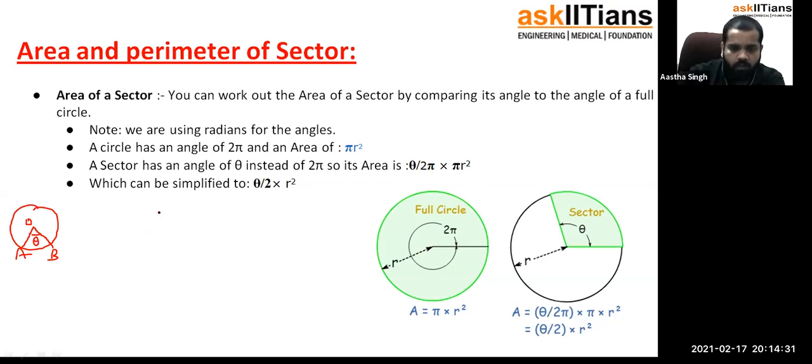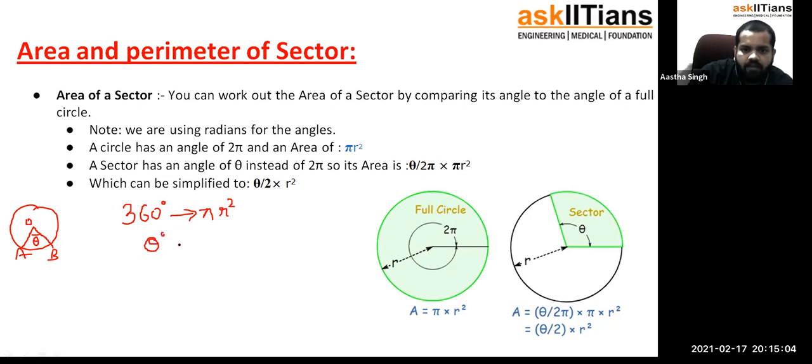So the point is, what is the area of a circle? Area of a circle is pi r square. And when is this pi r square there? If the angle subtended by your sector at the center is 360 degree, then the area will be pi r square, the area of the full circle. So our question is, what will be the area when the angle is theta degree? Just the same way we did for the length of an arc, just multiply pi r square by theta upon 360 degree.